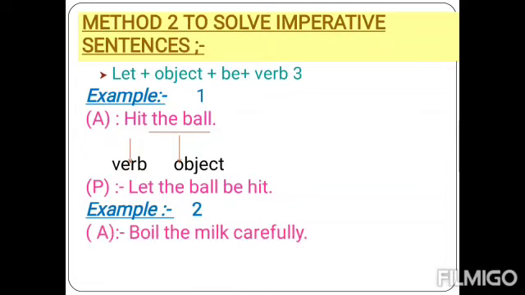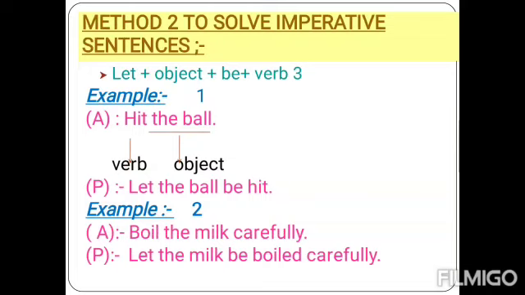Example number 2. Boil the milk carefully. So let, object is the milk, be, boil is the verb, so its third form will be boiled carefully. Let the milk be boiled carefully.